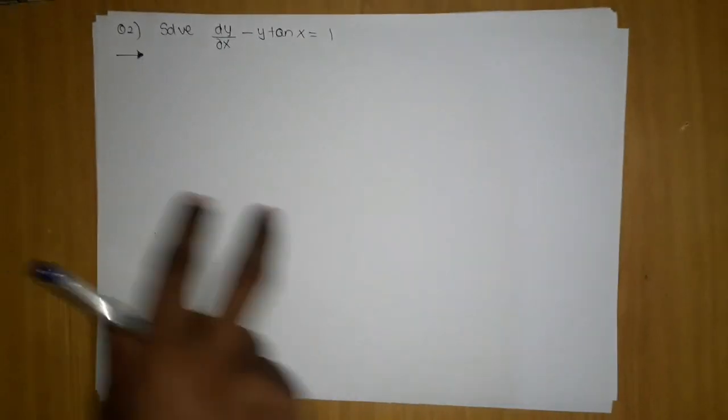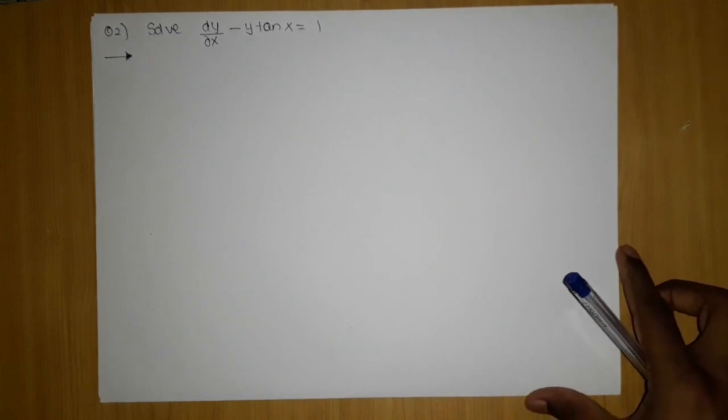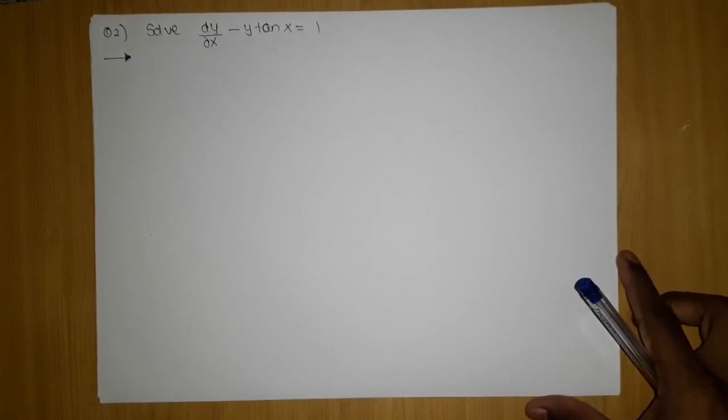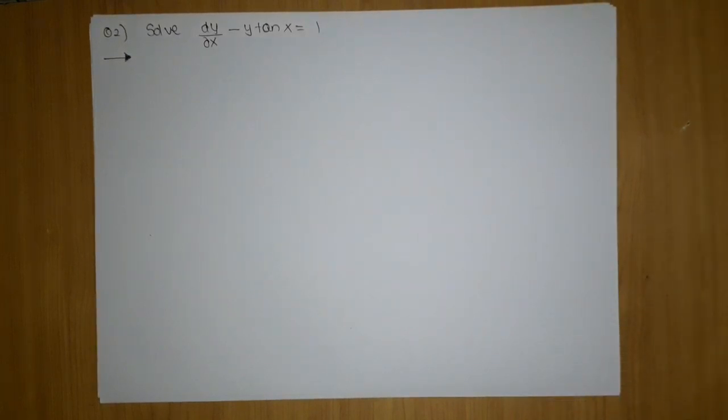So if we take the next question, let me take the next question. The next question is as follows. This is going to be the last question of this session. The question says solve dy by dx minus y tan x equals 1.